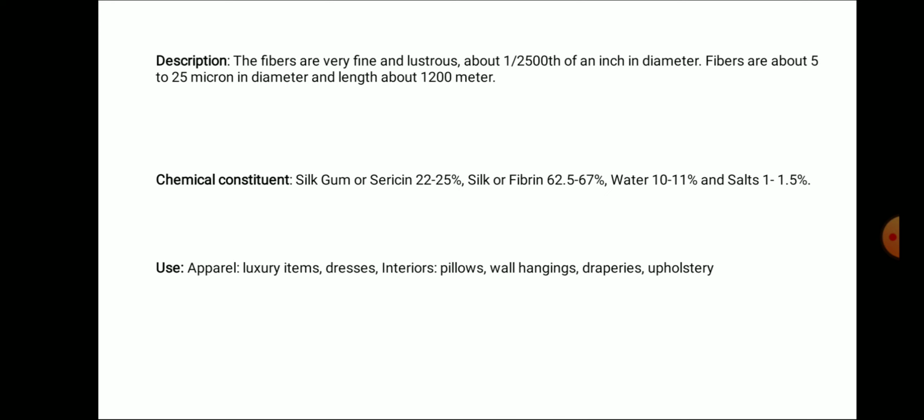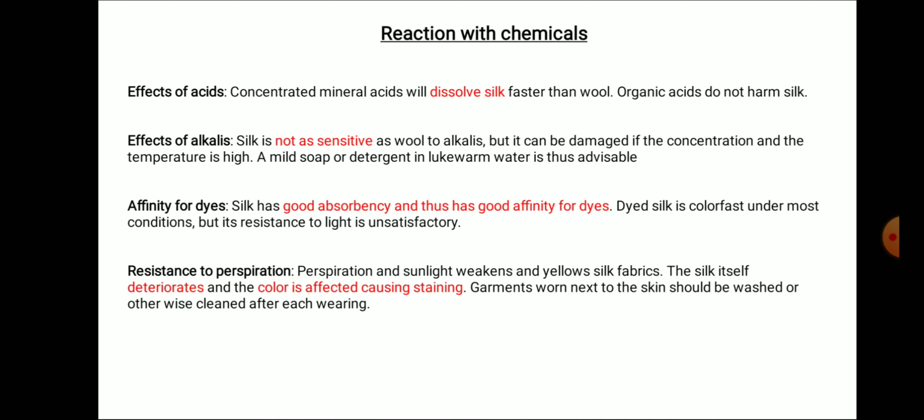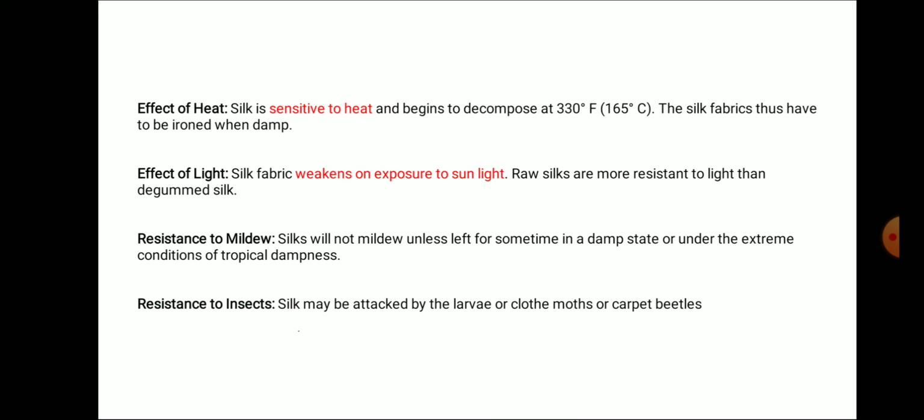It is used as a luxurious item in dresses, interiors, pillows, wall hangings, etc. But in the pharmaceutical industry it is used to make bandages, woven dressing, sutures and surgical dressing. Okay. Now the reaction of silk with chemicals: silk reacts with these six physical or chemical entities, that is effect of acids, effect of alkali, affinity for dyes, resistance to perspiration, effect of heat, and effect of light.